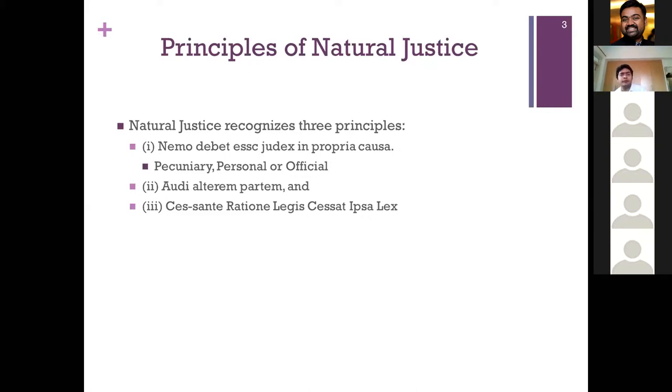And then the other big debate that we spoke about was, can you limit principles of natural justice if the statute expressly provides so? And the answer is that yes, in those limited cases, under the Swadeshi Cotton Mills case, you can choose to exclude principles of natural justice, but only if the statute expressly provides.